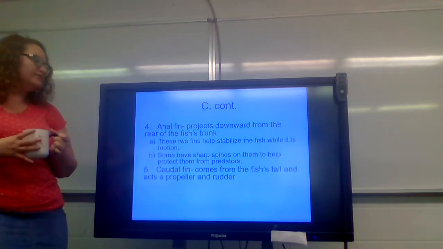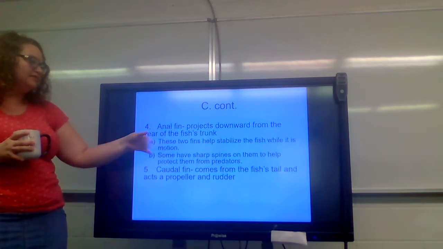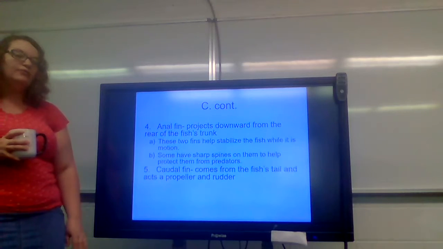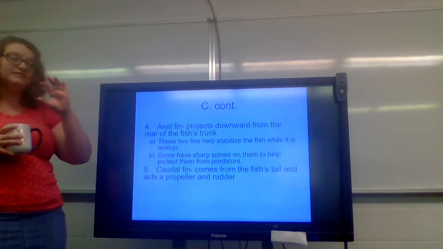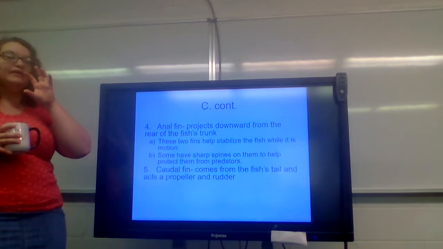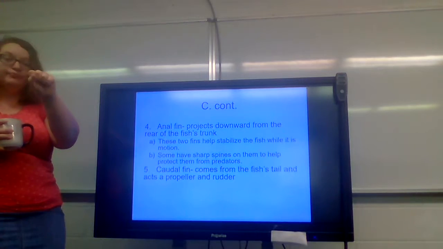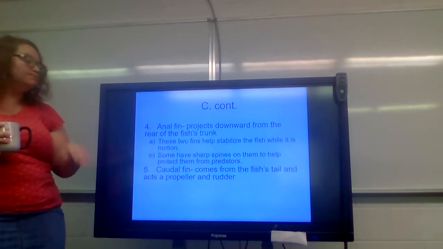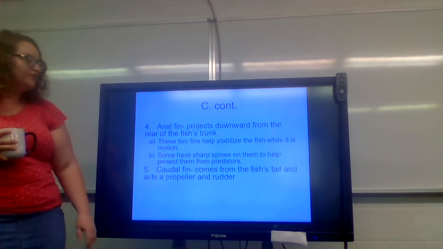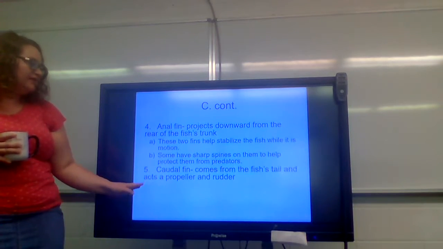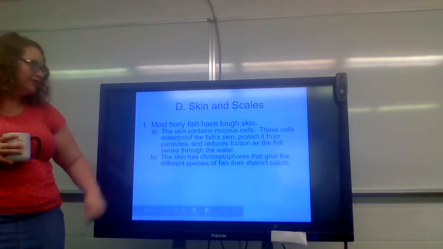Some anal fins will have sharp spines on them to help protect the fish from predators. Some predators will only attack fish from the back. So those anal fins, if they have spikes on them, when the predator goes to attack, they get pricked by those anal fins and they back off and they leave the fish alone. And then you have the caudal fin, which comes from the fish's tail and acts as the propeller and rudder.